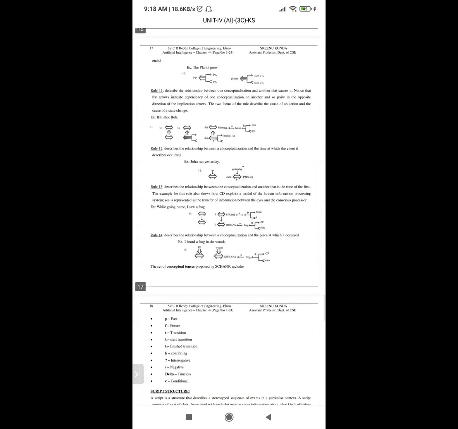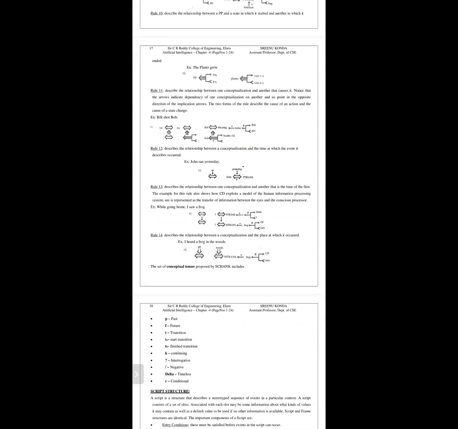So next, number 14. It describes the relationship between a conceptualization and the place at which it occurred. For example, I heard a frog in the woods. PP implies double arrow. Here the picture producer is woods. I heard a frog in the woods, so PP is woods here.